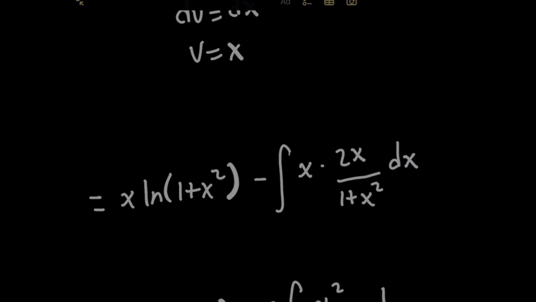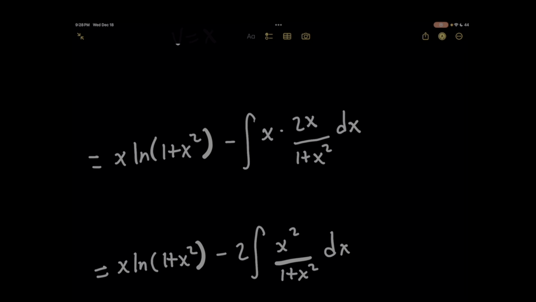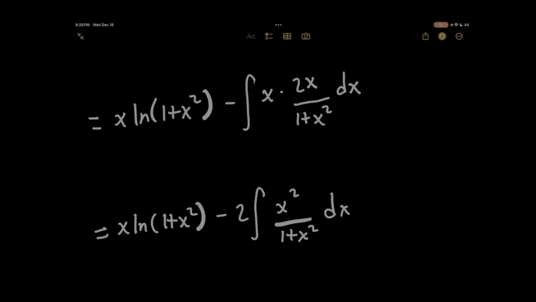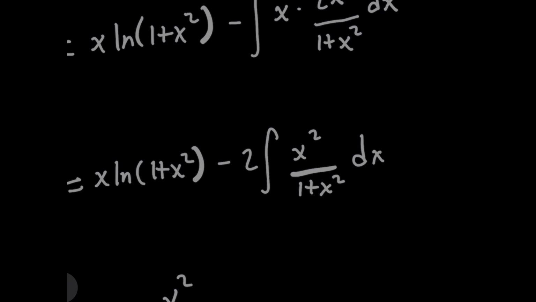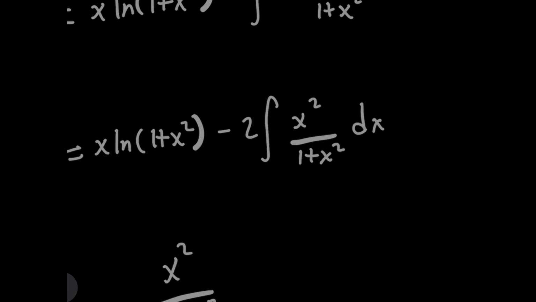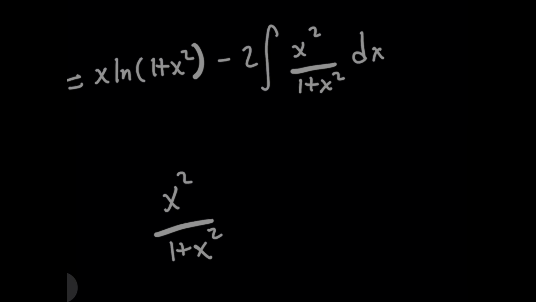And now if I want to simplify things further, what I can do for the integral part here is combine the x times x, giving me x squared, and then I'm going to bring out the 2, which you're going to see later why I'm doing that. Now, for the inside of this integral, I have x squared over 1 plus x squared.